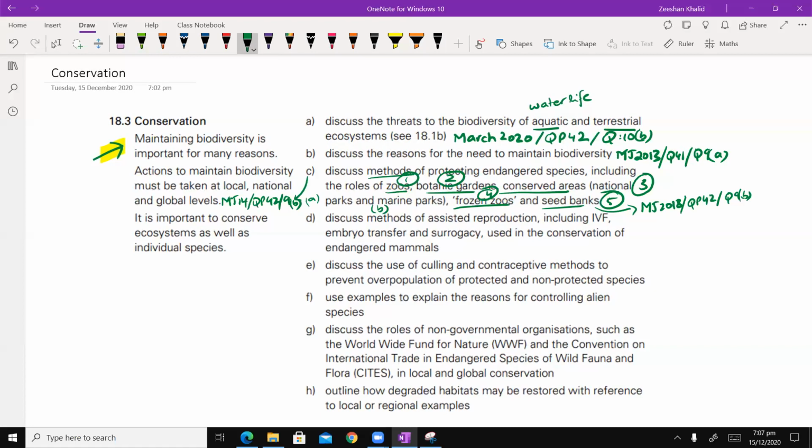And then of course you have D, which is discuss the methods of assisted reproduction, including IVF, embryo transfer, and surrogacy used in the conservation.